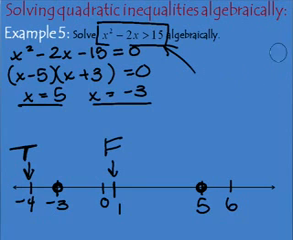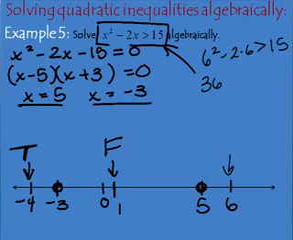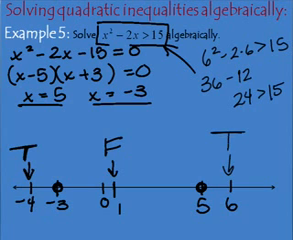And then the last thing we want to do is test our third point, which is this 6. So I've got 6 squared minus 2 times 6, and I want to know if that's greater than 15. So it'll give me 36 minus 12, and 36 minus 12 is 24, and 24 is greater than 15, so I get a true statement over here as well.